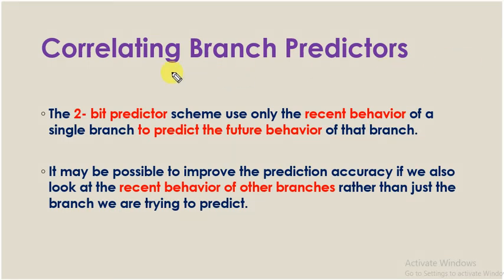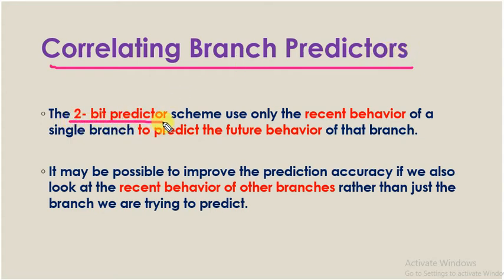So we are actually going to discuss correlating branch predictors. One of the major types of prediction algorithm that we are using is correlating branch prediction. Before moving into that, we will see one basic predictor called the 2-bit predictor, which was very commonly used earlier, and it uses the recent behavior of a single branch to predict the future behavior of that particular branch.